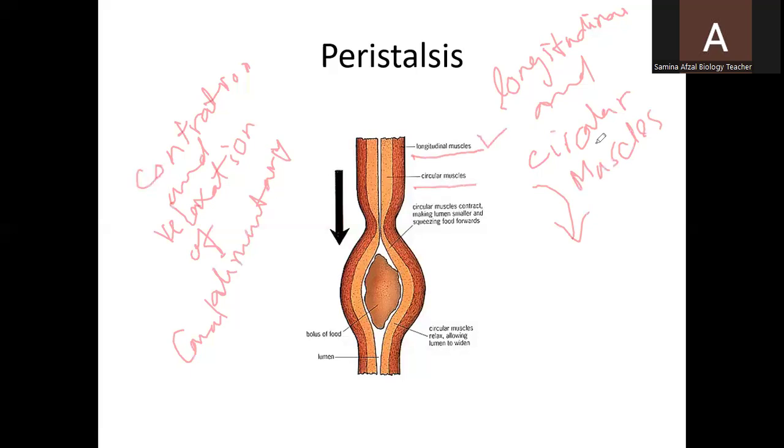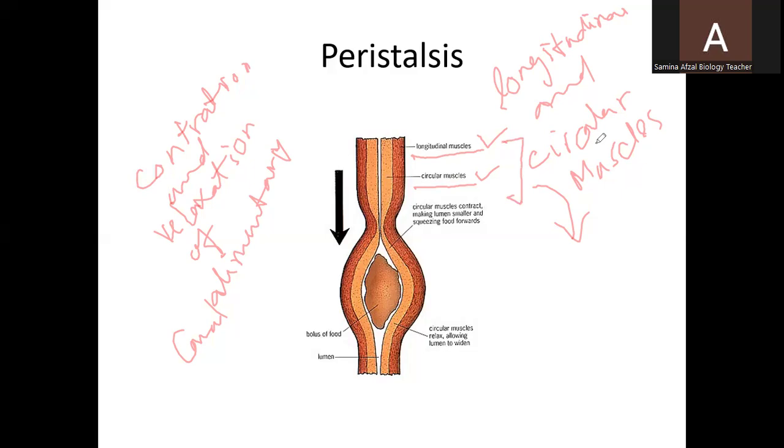When one set of muscles contracts, the other set of muscles relaxes. When longitudinal muscles contract, the circular muscles relax, and when circular muscles contract, the longitudinal muscles relax. So in this way, the movement of the bolus, or the food particles, takes place in the alimentary canal.